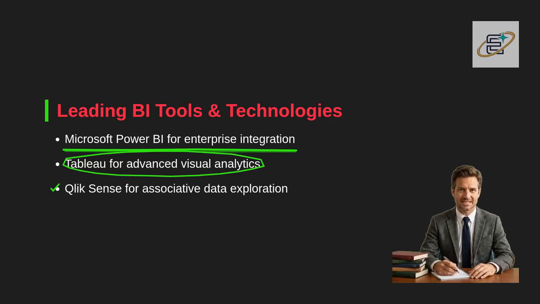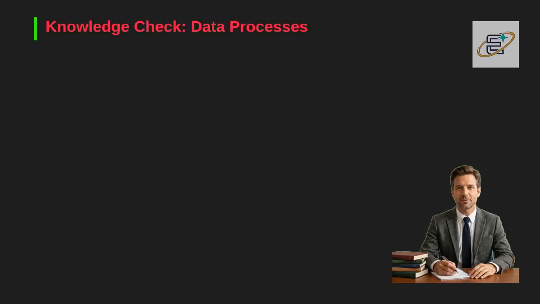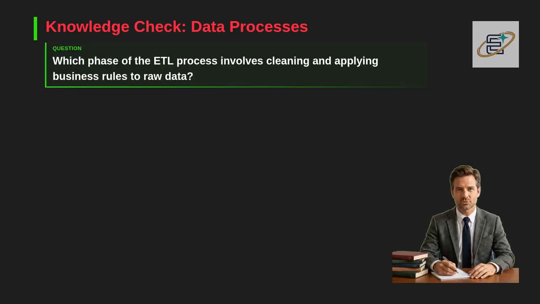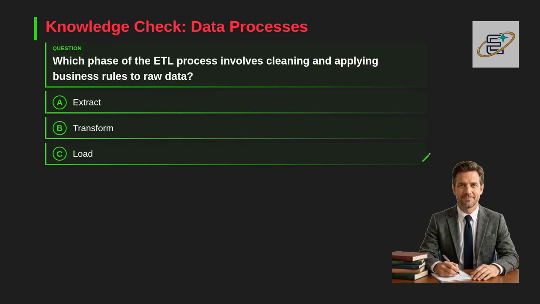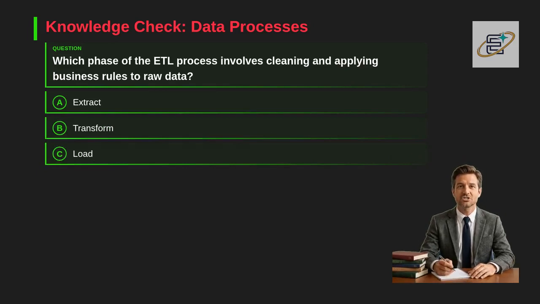Knowing the strengths of these tools will help you choose the right one for your organization. Let's pause for a quick knowledge check to make sure these concepts are sticking. Here is your question. Which phase of the ETL process involves cleaning and applying business rules to raw data? Option A is extract. Option B is transform. And option C is load.